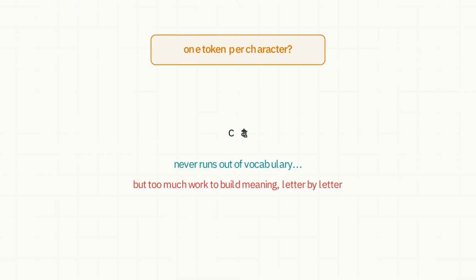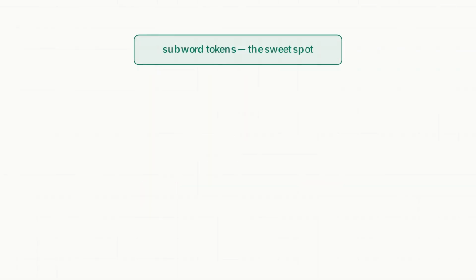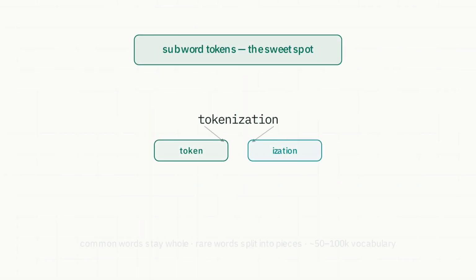The opposite extreme is to use single characters, just 26 letters and some punctuation. That never runs out of vocabulary, but it goes too far the other way. Now the model has to work incredibly hard to build up any meaning, letter by painstaking letter, and sequences become enormously long. So in practice we land in the middle with subword tokens.